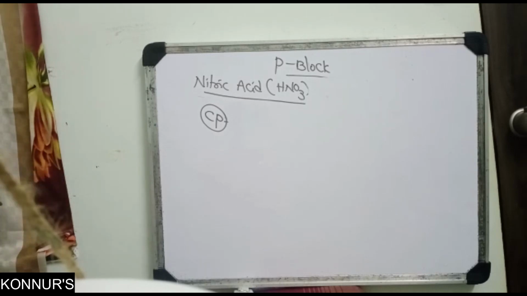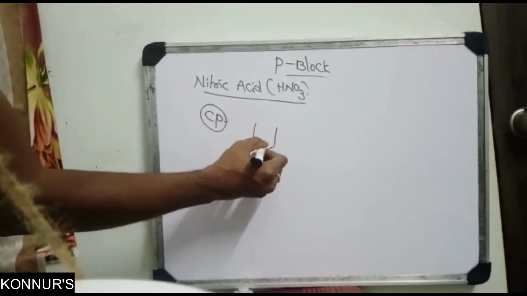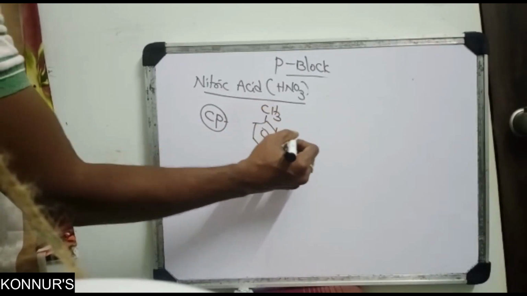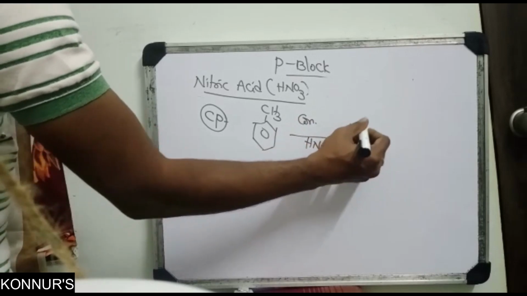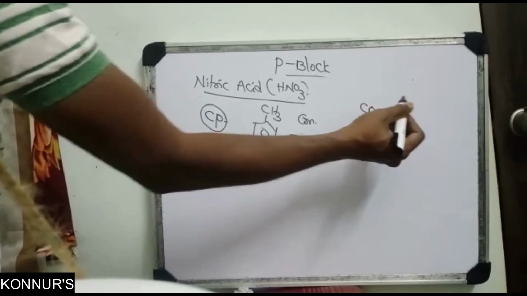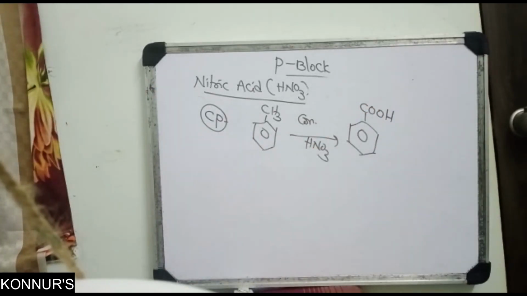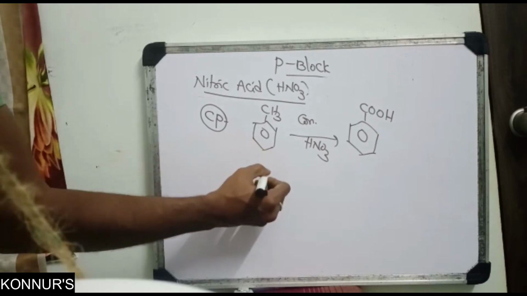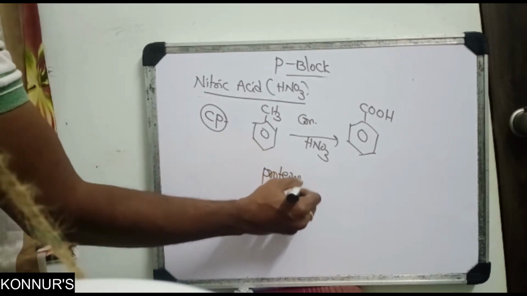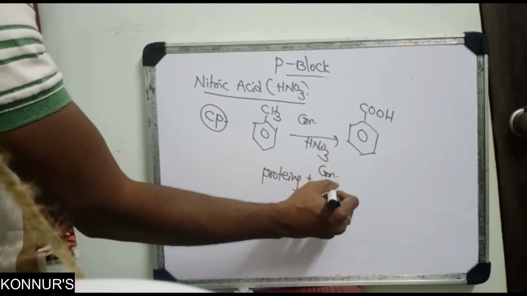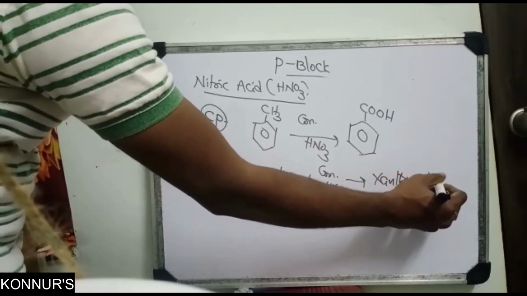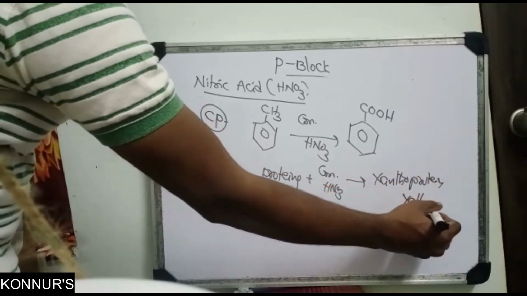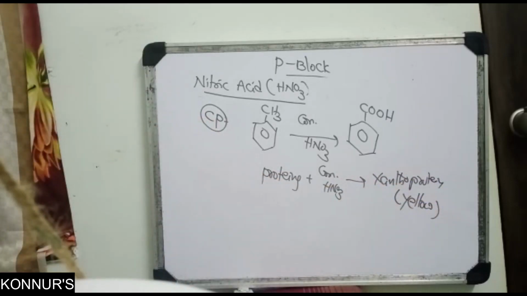Next, suppose you take toluene. Toluene is treated with concentrated HNO3. It is an oxidizing agent, so that's why you are getting benzoic acid, because of alpha hydrogens. Next, proteins. Proteins react with concentrated HNO3. So you are getting xanthoproteic acid, which is yellow in color. So if our skin touches HNO3, that yellow color becomes high.